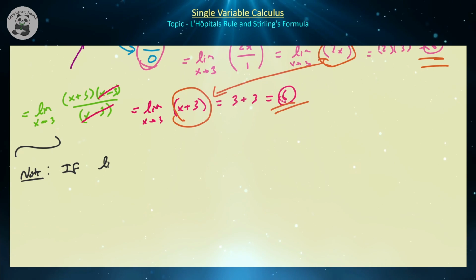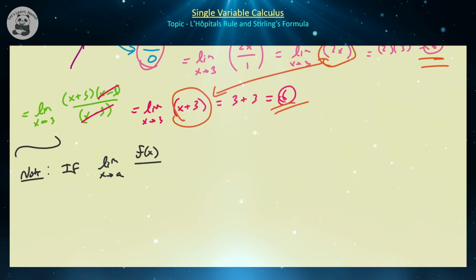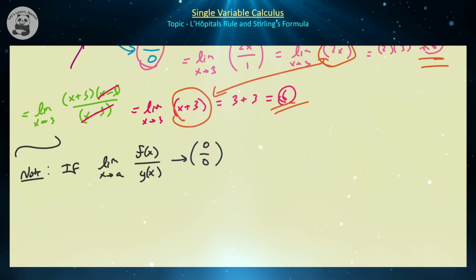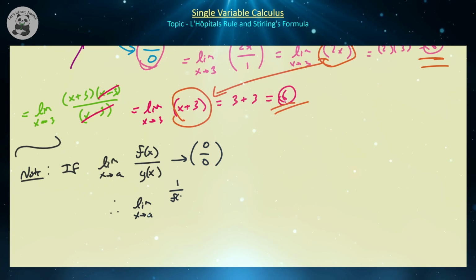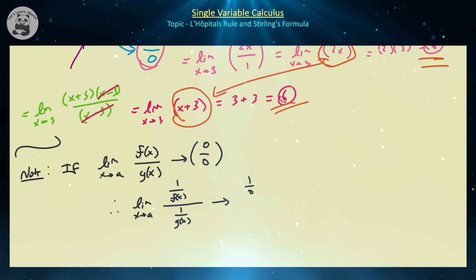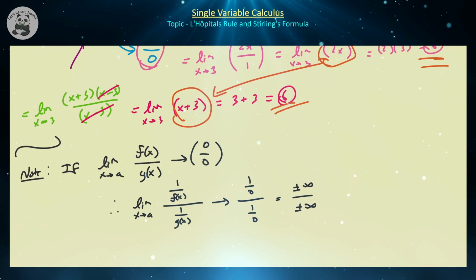So if the limit as x approaches some point of f of x over g of x gives us 0 over 0, then the limit as x approaches a of the reciprocal, 1 over f of x, divided by the reciprocal, 1 over g of x, is going to turn into 1 divided by 0 all over 1 divided by 0. And depending on how we're approaching that from the left or the right, that's going to be equal to plus or minus infinity over plus or minus infinity.